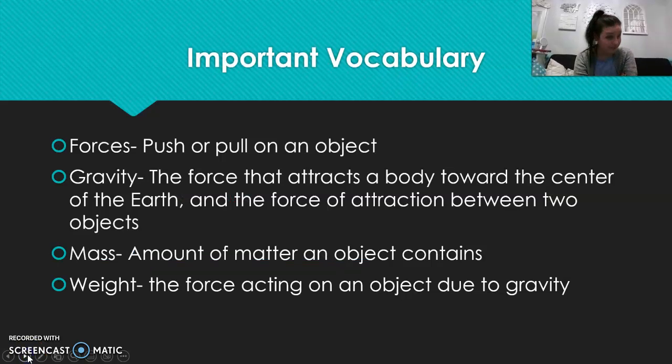Important vocabulary before we start, because if you don't know these, then you're probably going to be a little lost throughout the presentation. The first one is forces, which is a push or pull on an object. The second is gravity, which is the force that attracts a body towards the center of the Earth and the force of attraction between two objects. The third one is mass, which is the amount of matter an object contains. Number 4 is weight, which is the force acting on an object due to gravity.